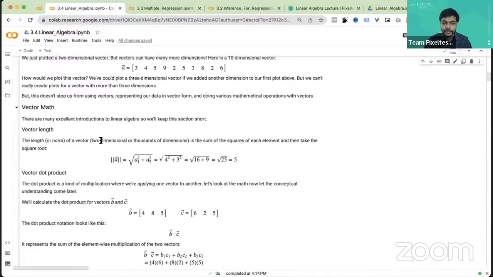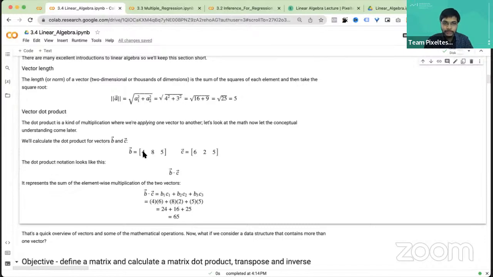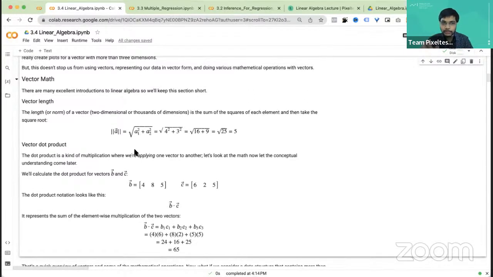Now there were a few formulas, if you remember, vector multiplication and all. So first, what I'm going to do is, every vector has its magnitude, which is also known as the length or norm, right?